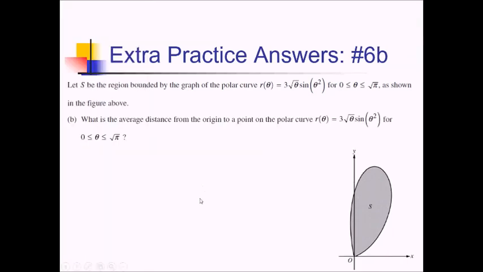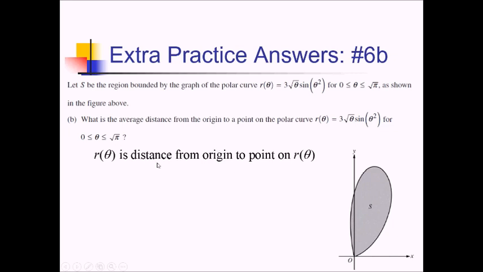For this part of the problem, they want the average distance from the origin to a point on this polar curve that they gave us over the interval from 0 to radical pi. Now, the key here is recognizing that the function r of theta actually gives you the distance from the origin to that point. So, in order to find the average distance, we just need to set up an average value kind of integral involving r of theta.